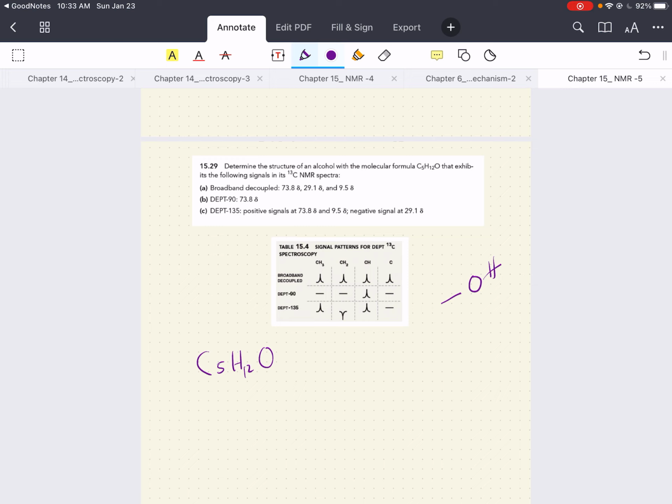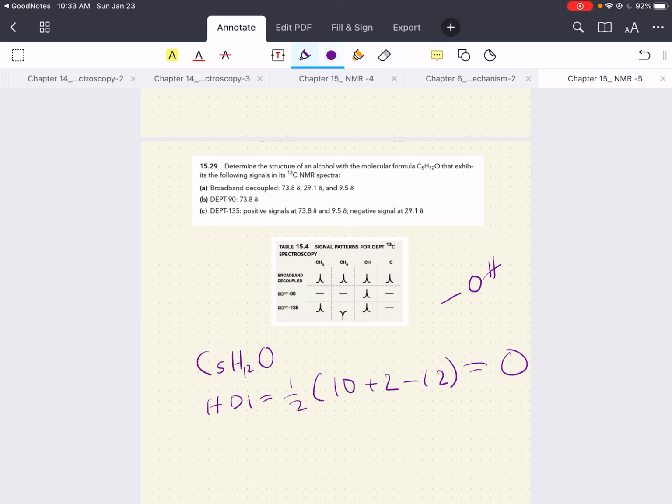So let's do our hydrogen deficiency index. One half, 2 times the amount of carbon plus 2 minus 12 for the number of hydrogens. This is simply 0. We don't have any saturation here. Fantastic. We have an alcohol group. We have no pi bonds or rings because our hydrogen deficiency index is 0.